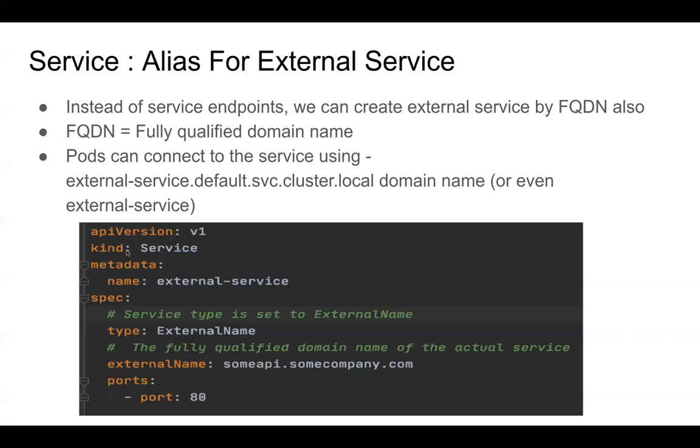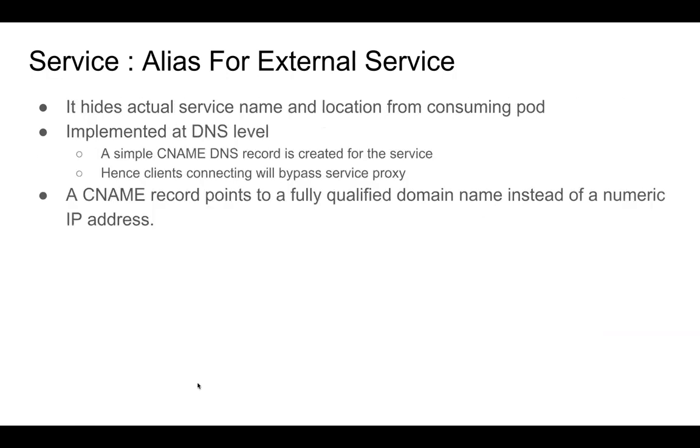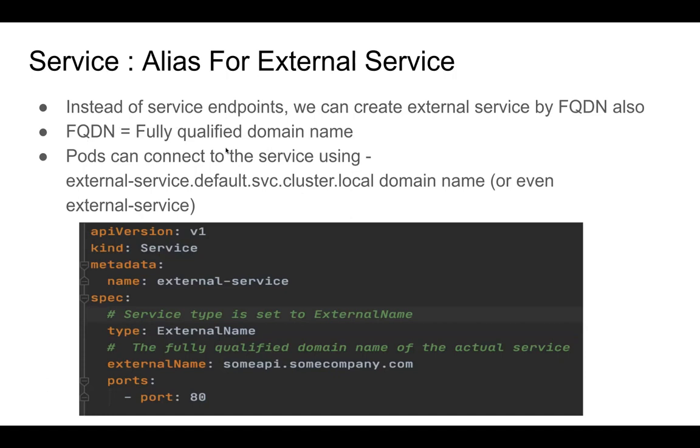You have the service object, and then in the spec, you say type is ExternalName. And there you give the external name, like some real domain, that I should be able to connect to on this port. So now it hides the actual service and location. So you have this service, name is external service, spec type is ExternalName, external name is this, and port is this.